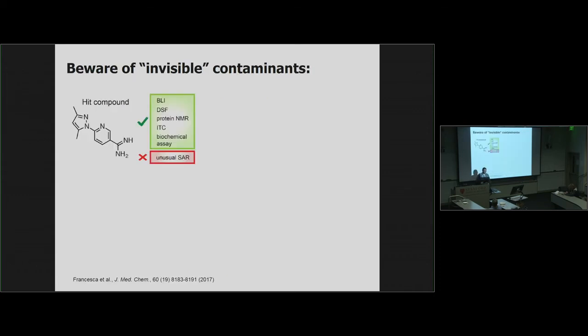So in terms of some of the things that can go wrong, this is a really nice paper that just came out last year from Alessio Ciulli and colleagues at the University of Dundee. They actually did a fragment screen where they were looking for inhibitors of a ubiquitin ligase. And they actually found this fragment that was pretty appealing. It passed a number of biophysical screens. It actually showed very nice activity by isothermal titration calorimetry. This is a gold standard assay.